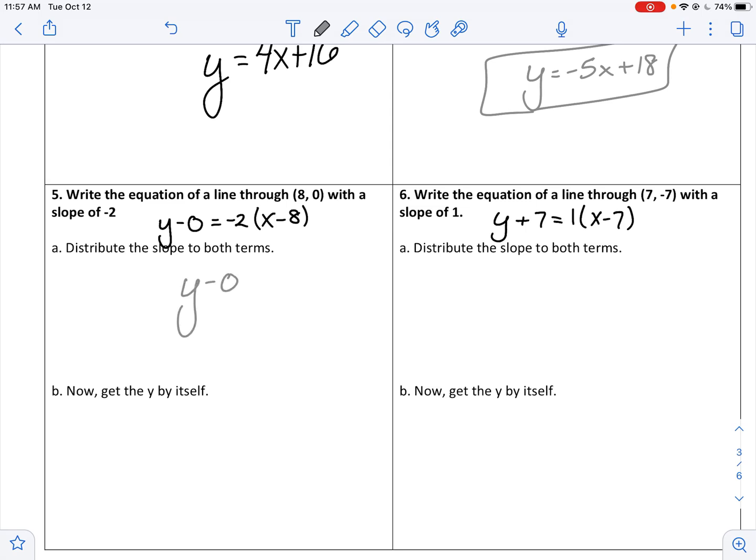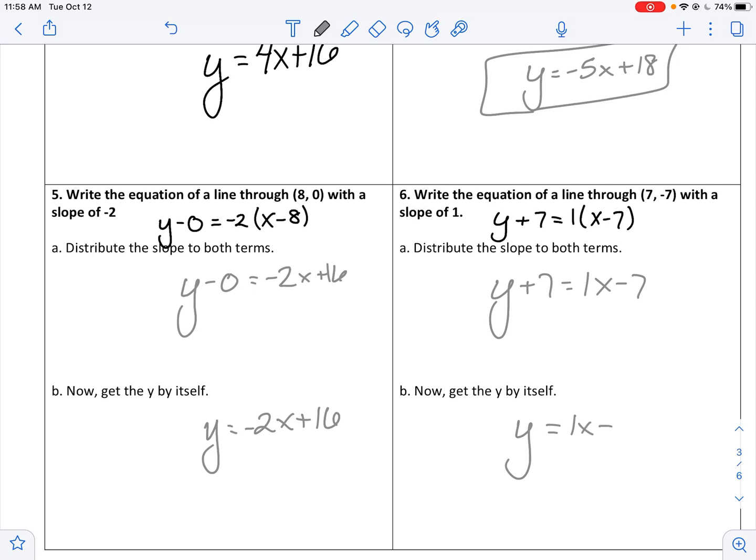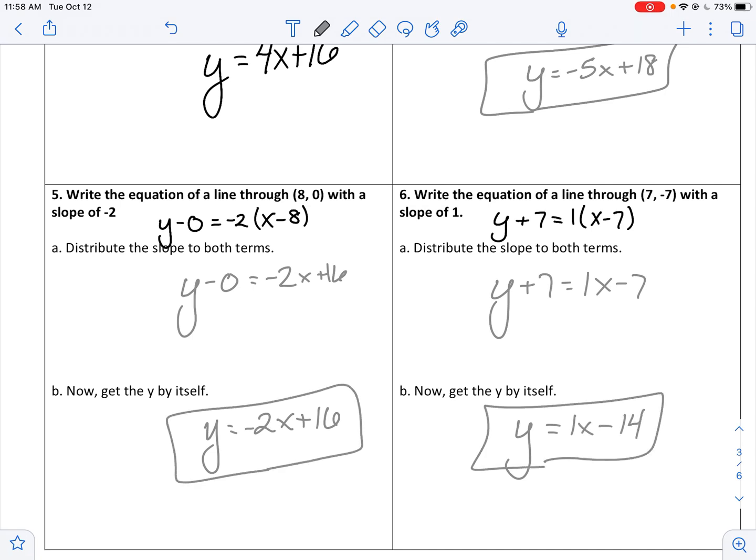And here you get y minus 0 equals negative 2x plus 16. And I can just add that 0, which really doesn't do a whole lot. And then here I've got y plus 7 equals 1x minus 7. And when I subtract the 7 from the left side and the right side, that would be my final answer.